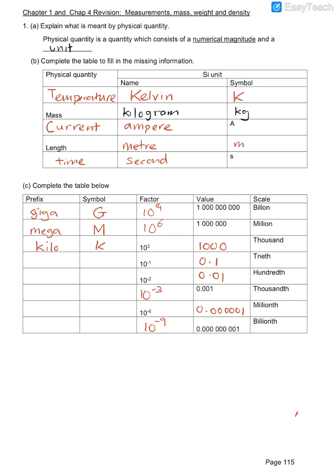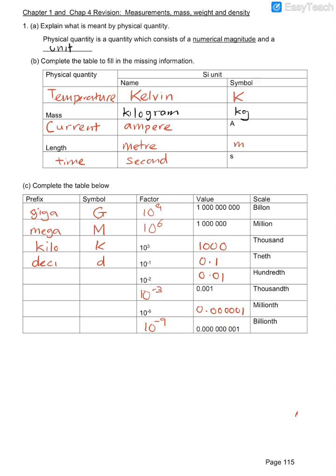And then next is 10 to the power minus 1, which becomes the small one. This one is the one that sometimes you can get confused. That's E. I also get confused sometimes. Deci, first one, deci. D. 10 to the power minus 1, small d. Right, so this one comes from the word decimal.